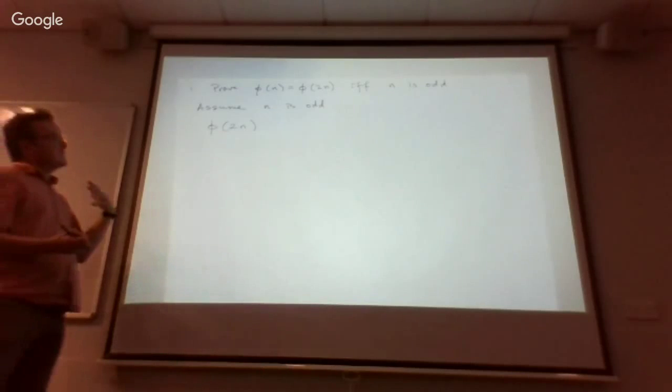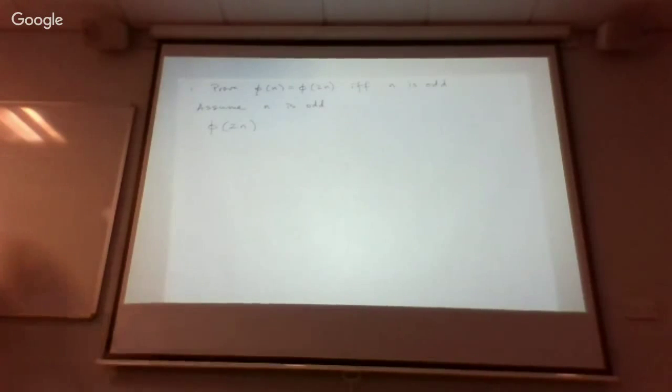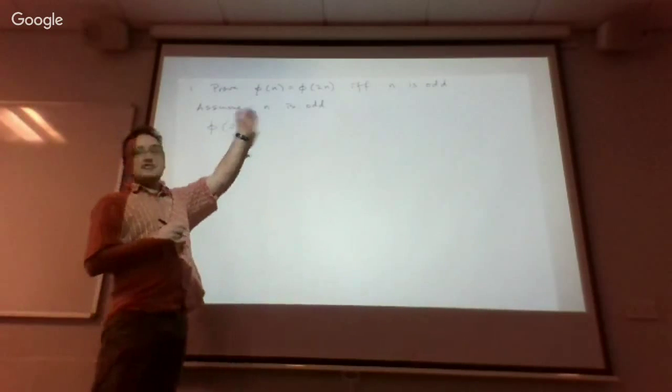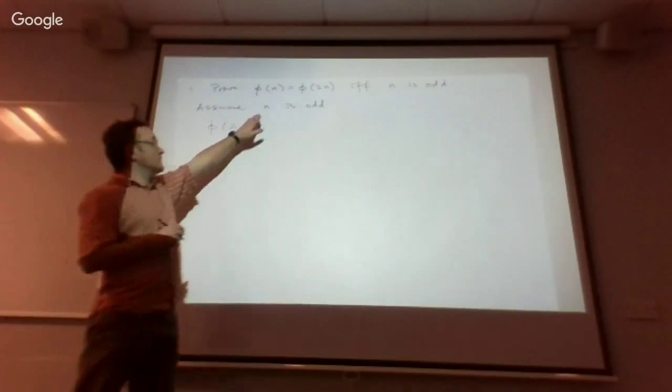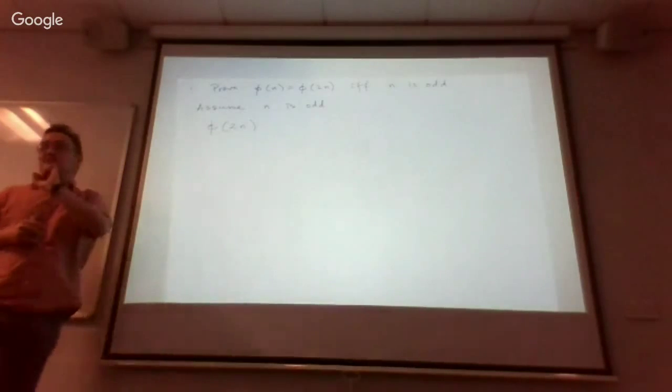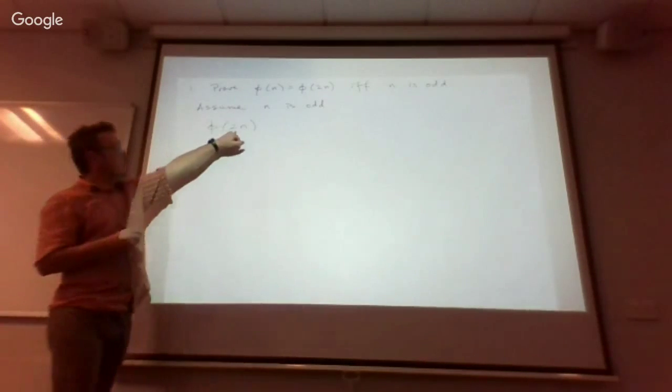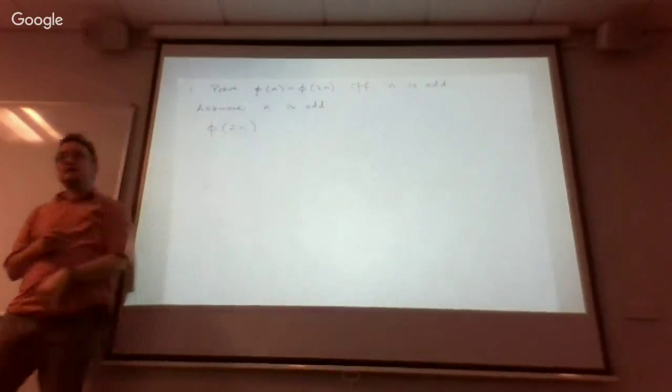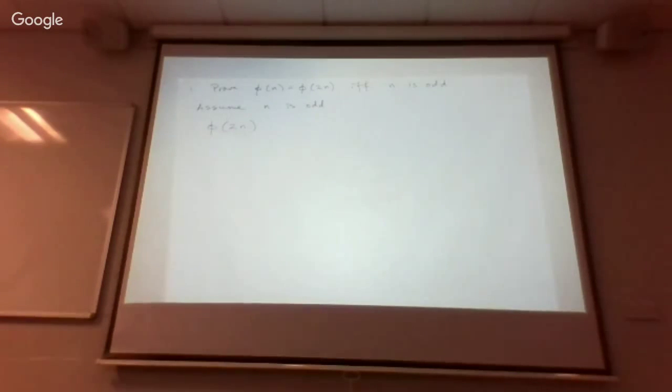And I said at the start, the tools at our disposal are the product formula for phi, which is theorem 5.1, and one of the lemmas we used to prove that, which was that phi was multiplicative. Well, the multiplicative property looks appealing here, because if n is an odd number, it means n is not divisible by 2. So we've got the argument here written as the product 2 times n, but those two factors, 2 and n, will be co-prime in this case, because n is odd.